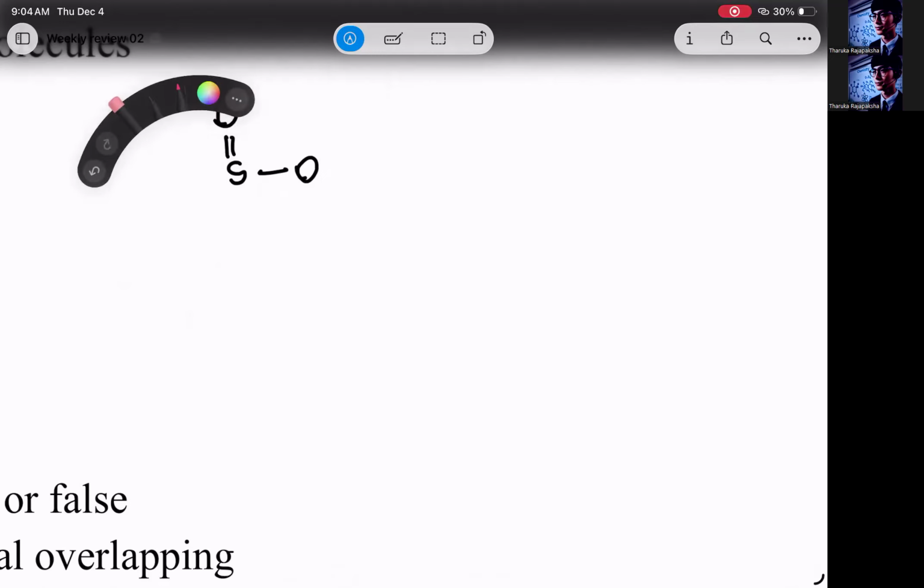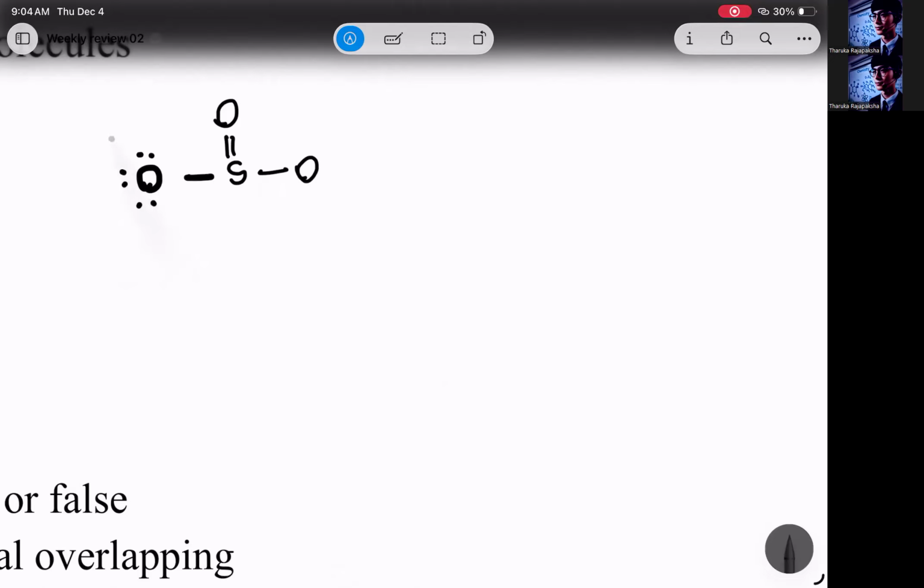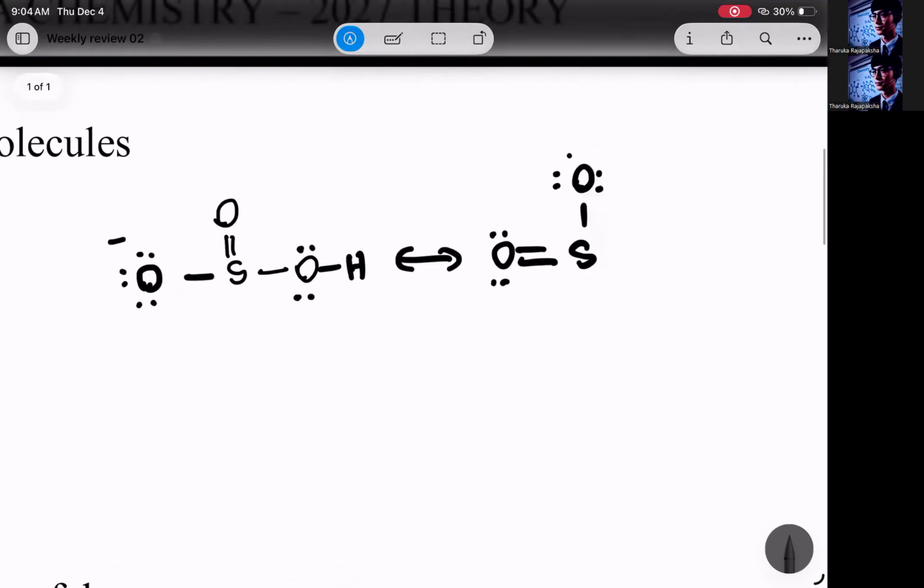Okay, the hydrogen is attached to another oxygen. So this is the Lewis structure for HSO3 minus. Now this will undergo resonance to form another stable structure. Like this. So both of these are stable.